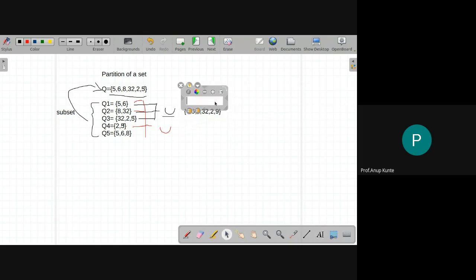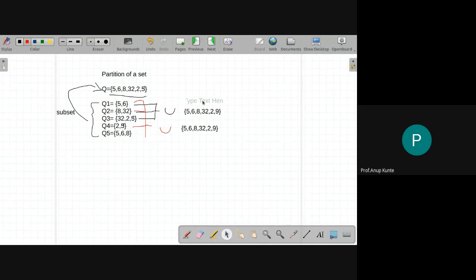Now when I actually do this operation, I will again get this set. This is 2, 9. This is 8, 32. This is 5, 6. So 5, 6, 8, 32, 2, 9. There is an extra line by mistake, so please treat it as not being in the notation. So this is a union operation. This is also a union operation. The union of the three sets Q1, Q2, Q3 is this one, and Q1, Q2, Q4 is this one. Both times I'm getting the original set back.